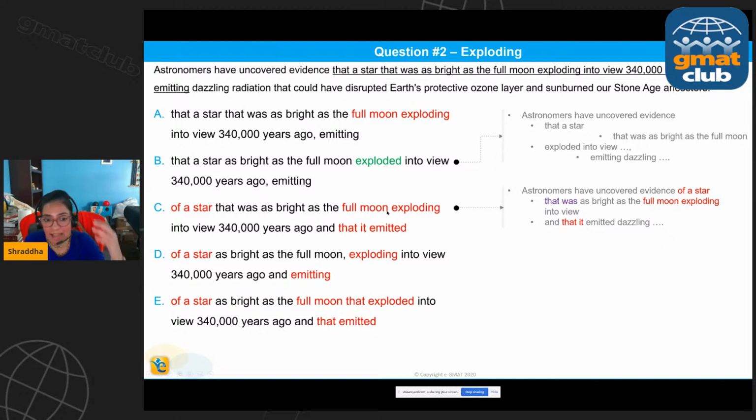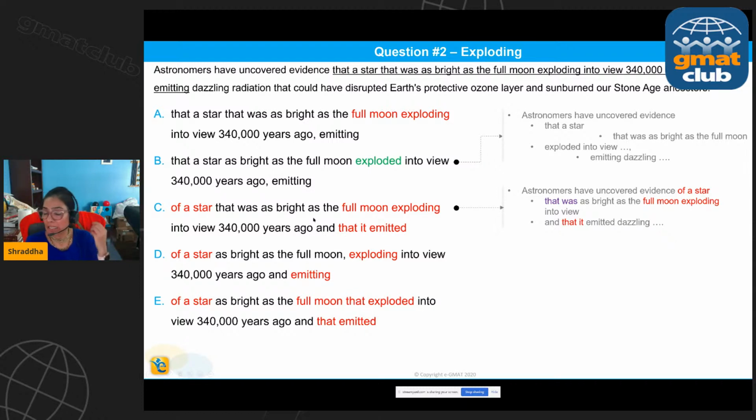We all know that we don't want full moon exploding, because then exploding is talking about full moon, not the star, and that is not the intended meaning. So we definitely have an error here. Into view 340,000 years ago, and that it emitted. Now again, the connection, that cause and effect, that the cause is the explosion and the result is the emission of dazzling radiation, is totally broken in choice C.